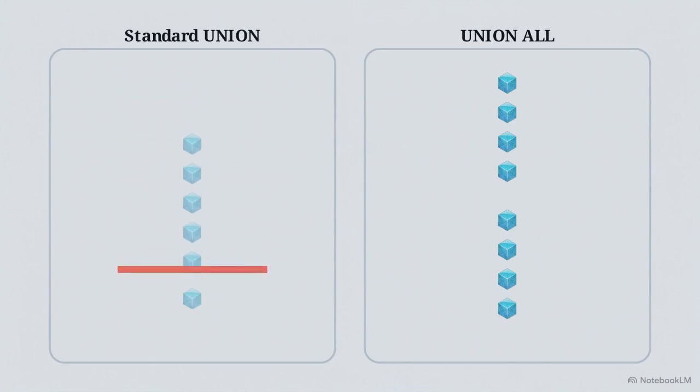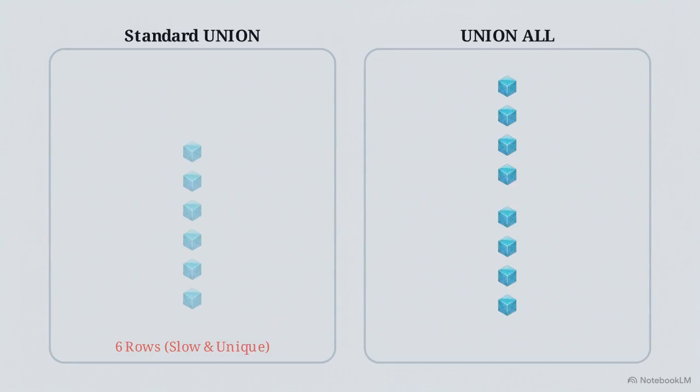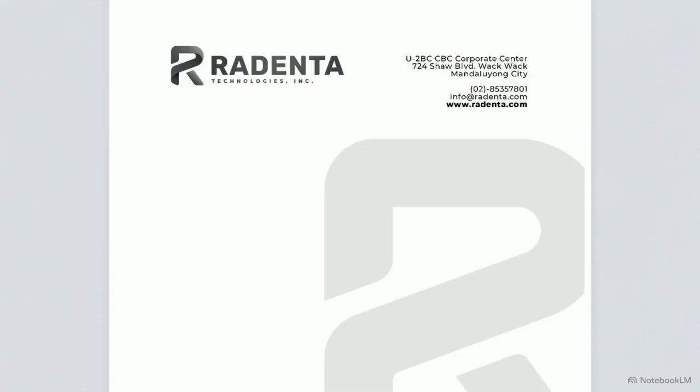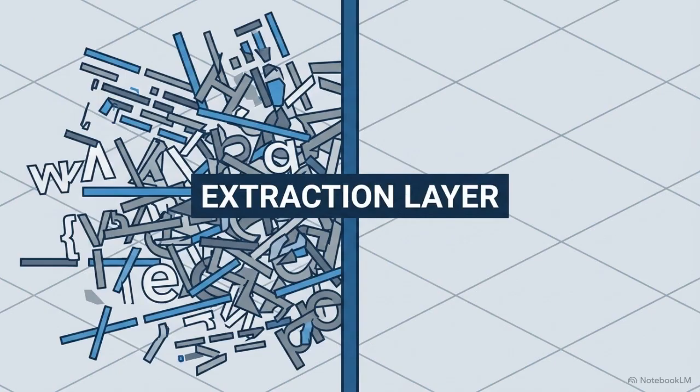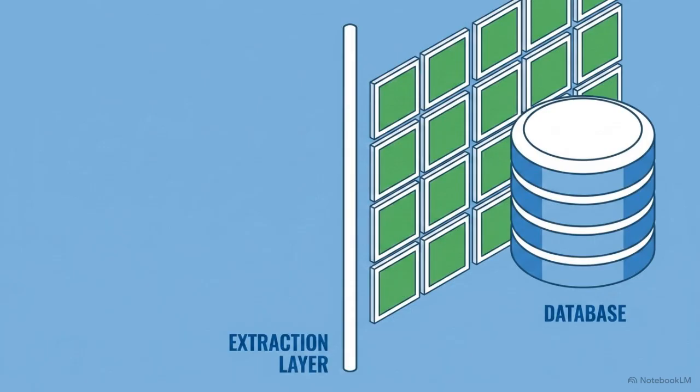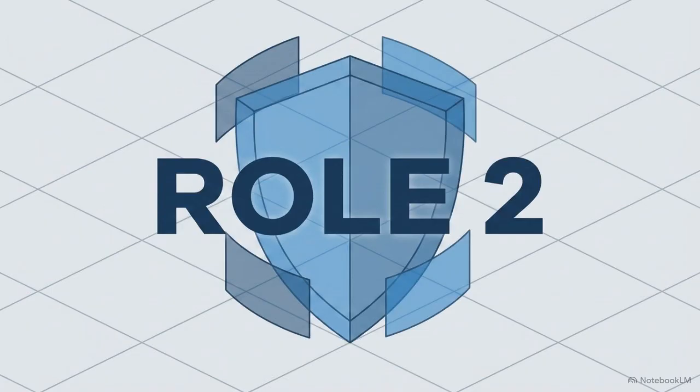But standard union slowly scans every row to remove duplicates. For lightning speed, union all blindly stacks everything. Once stacked, you must format it. This SQL block shows how built-in string functions clean text during extraction. Trim strips invisible trailing spaces, while lower forces lowercase, ensuring entries match perfectly. By combining and formatting records at the extraction layer, the data janitor ensures the database never wastes time processing raw garbage.